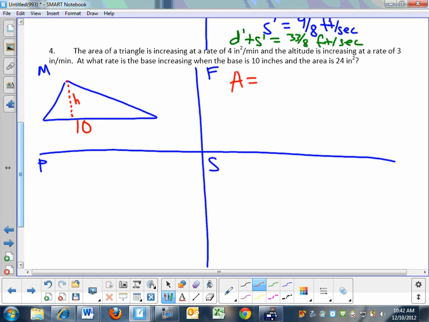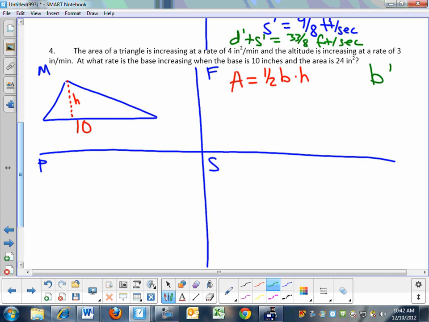Very good. Area of a triangle is equal to 1/2 times the base times the height. What am I trying to solve for? It says, at what rate is the base? So I'm trying to solve for B prime.